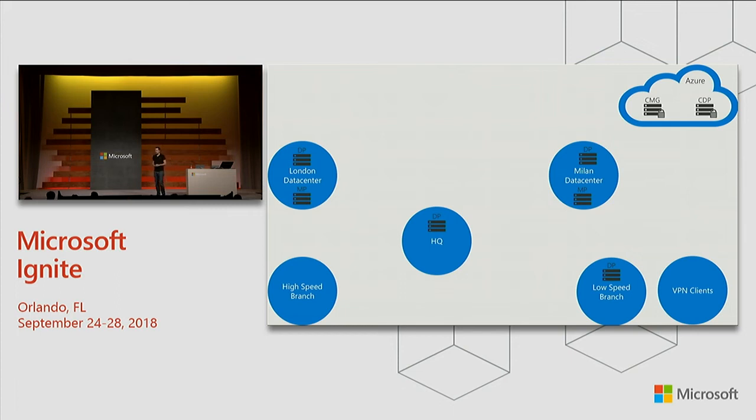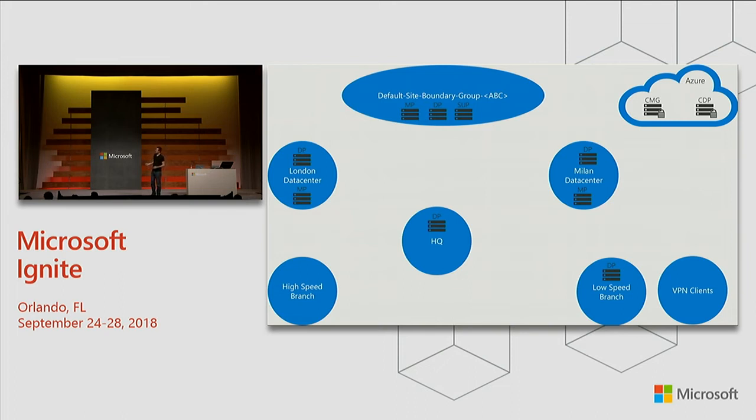So today you might have something that looks like this with various different boundary groups representing physical sites in your environment. We also add the default boundary group, and there's an inherent fallback from every single boundary group in your environment back to that default site boundary group. And you can also override those and specify specific relationships between a boundary group that you have and the default boundary group. And you can also specify that it doesn't fall back. So my VPN clients, for example, it's not relevant for them to fall back to the default boundary group.